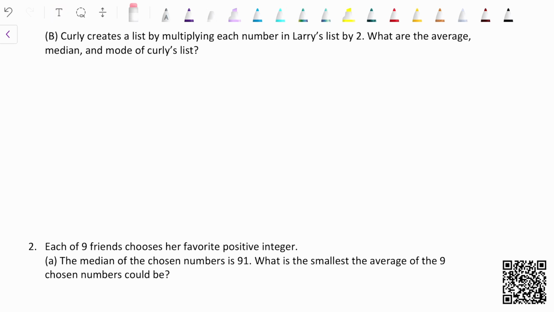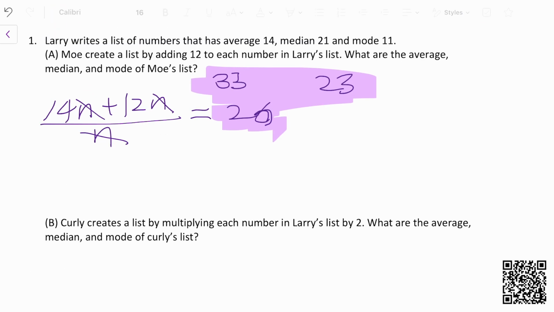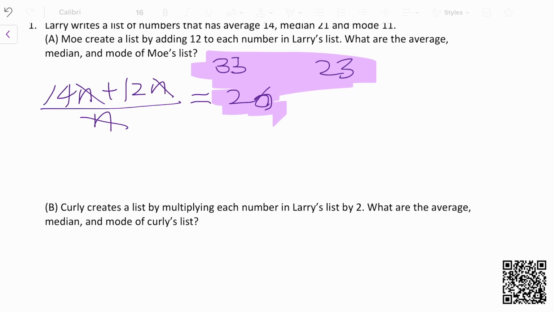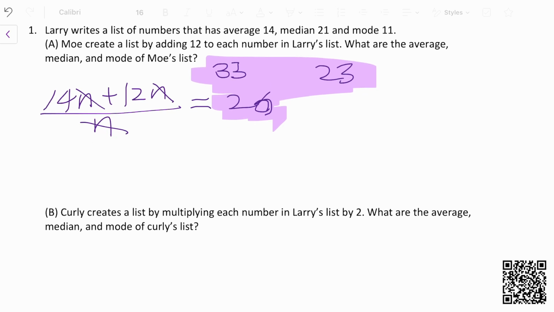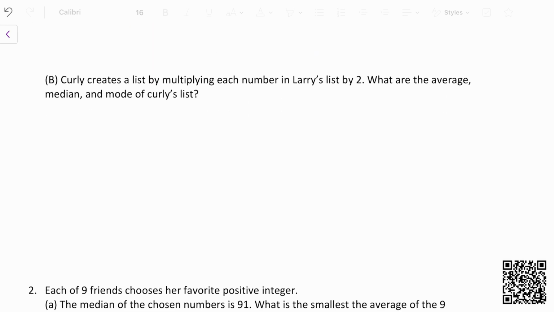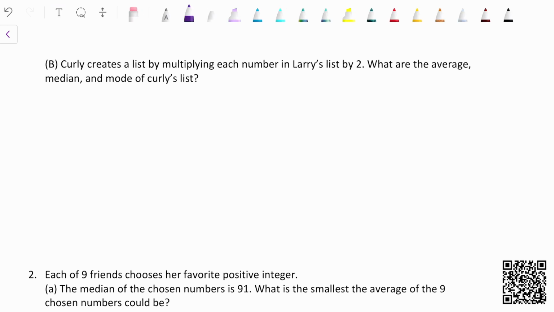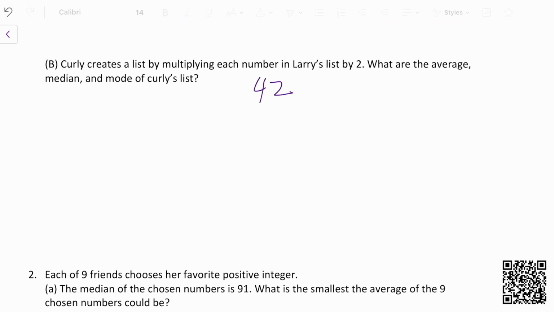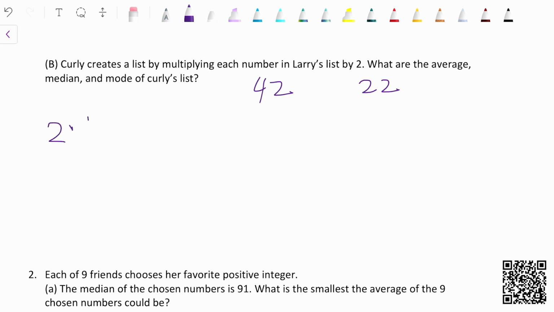Since Larry's list was average 14, median 21, and mode 11, so 21 multiplied by 2 is 42, and 11 multiplied by 2 is 22. The average proof goes the same way, since it's just multiplied by 2 of 14n divided by n. Basically we get 28n divided by n, and simplifying the n, we'll just get 28. And so this list also works the same as the one above.